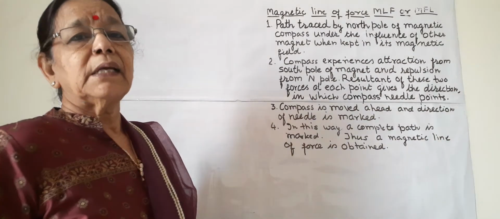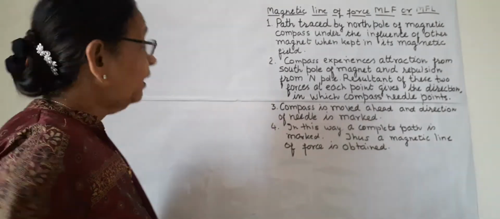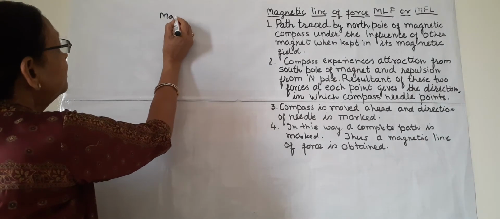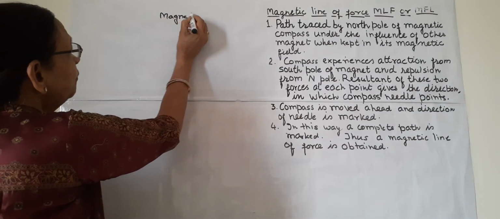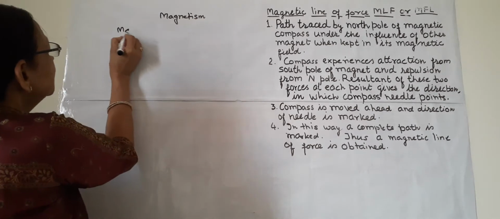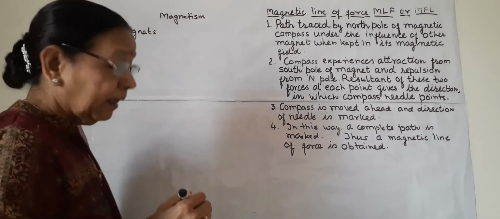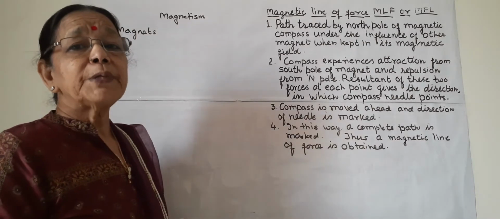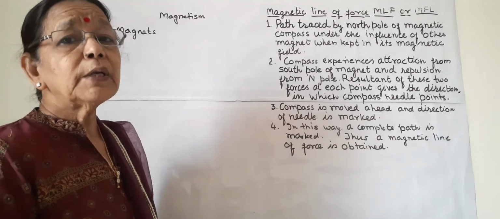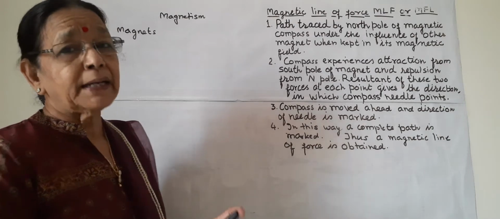Hello students, we will start today's topic, magnetism. What is magnetism? It is related to magnet. So what is a magnet? A magnet is a substance which attracts different objects made up of iron or cobalt or steel towards itself. It is known as a magnet.